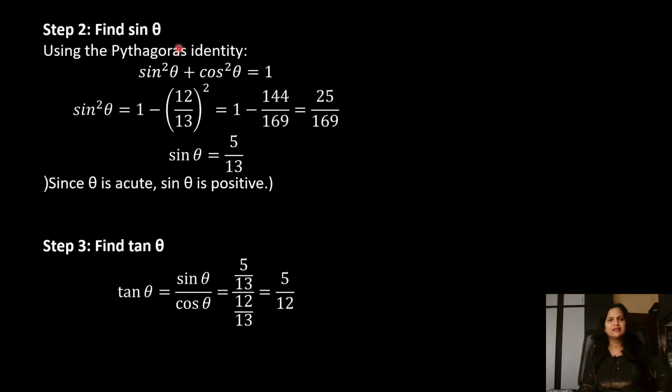Step 2, find sine theta. Using the Pythagoras identity, sine square theta plus cos square theta is equal to 1. Sine square theta is equal to 1 minus cos square theta. Cos theta we know, that is 12 by 13 from the previous step. That's why 1 minus (12 by 13) square. That is 12 square is 144.